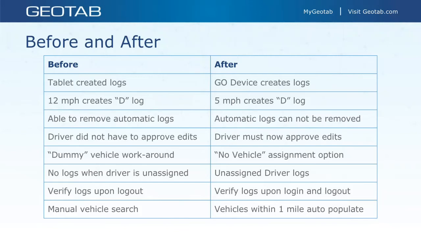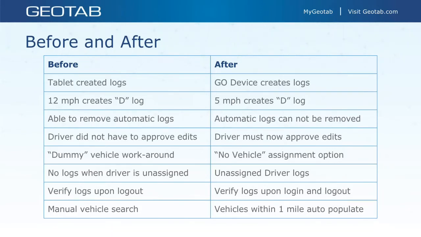Before, the driver did not have to approve edits. Now they do have that ability. Before, if a driver was going to work without a vehicle, they may have to use a dummy vehicle in the database. Now they can just select no vehicle. No logs when driver is unassigned. So if the vehicle was driven without someone logged in, it was just a non-event and there were no duty status logs for that. Now we are required to create duty status logs for that, and unassigned driver logs as well.